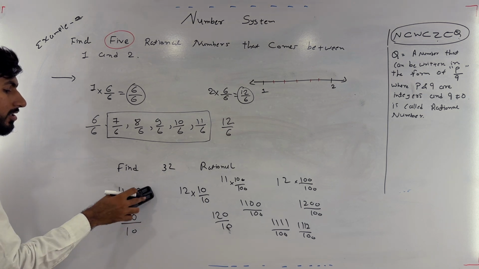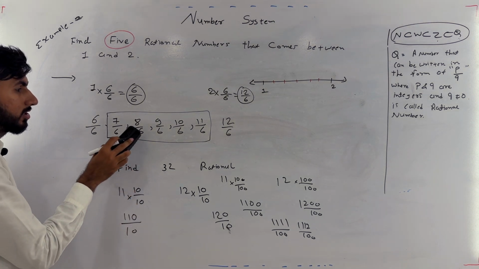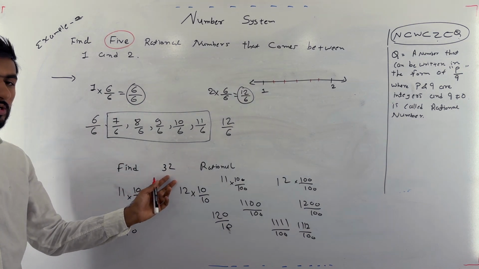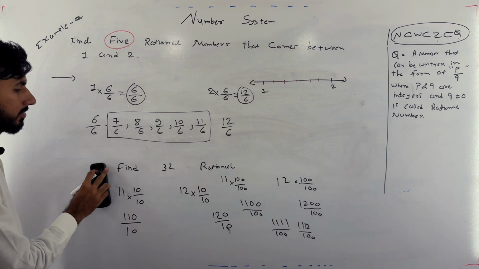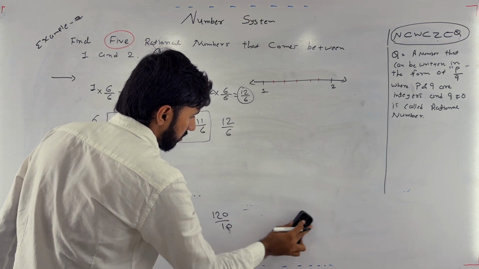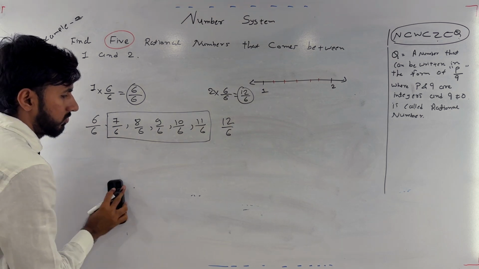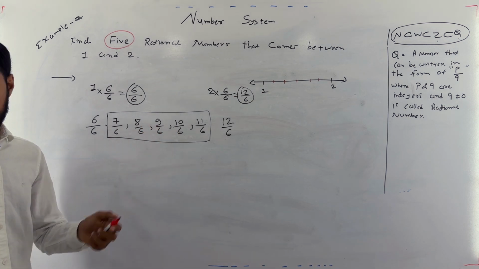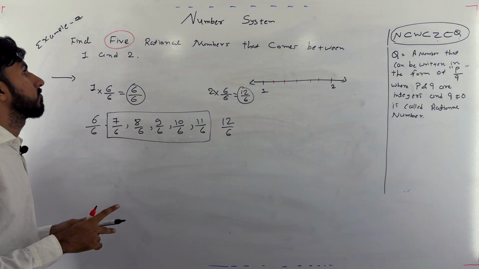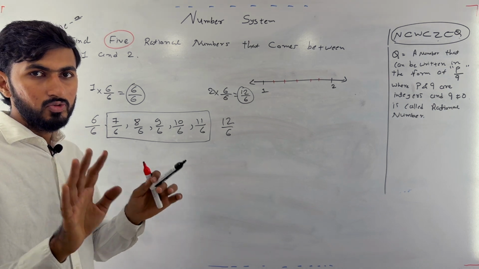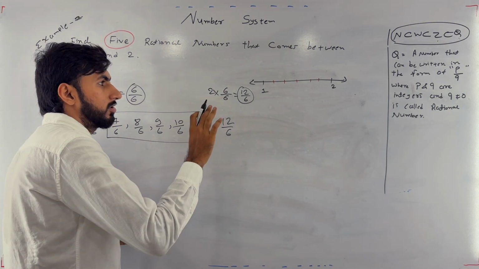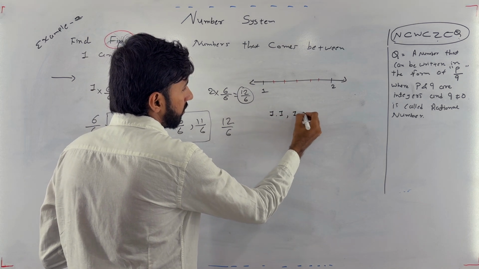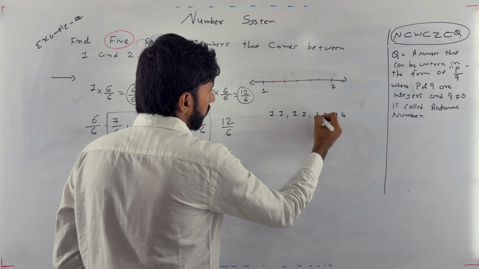Multiply and divide it by 10 if you have to find single digit numbers, and for 2 digits, multiply and divide it by 100. So this is the simple method. We will use this method if the question asks to find rational numbers between two numbers. There is also another method for decimals, like if I write 1.1, 1.2, 1.3, 1.4.